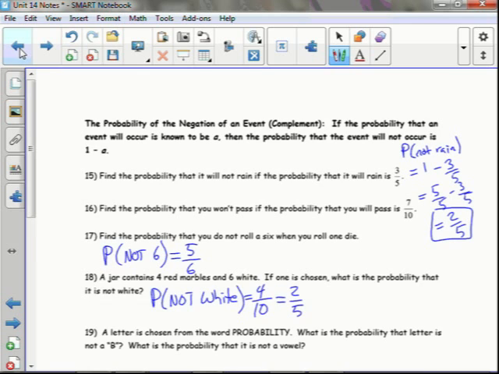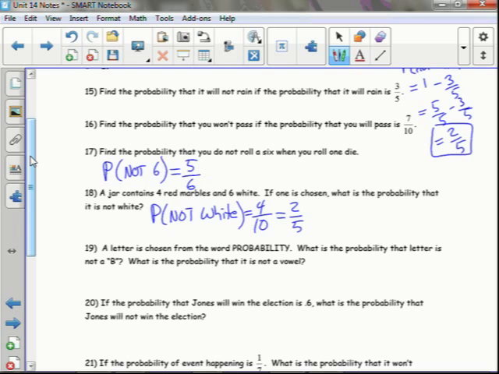Hopefully that will give you some more clarity on that as we're moving through this unit on probability.